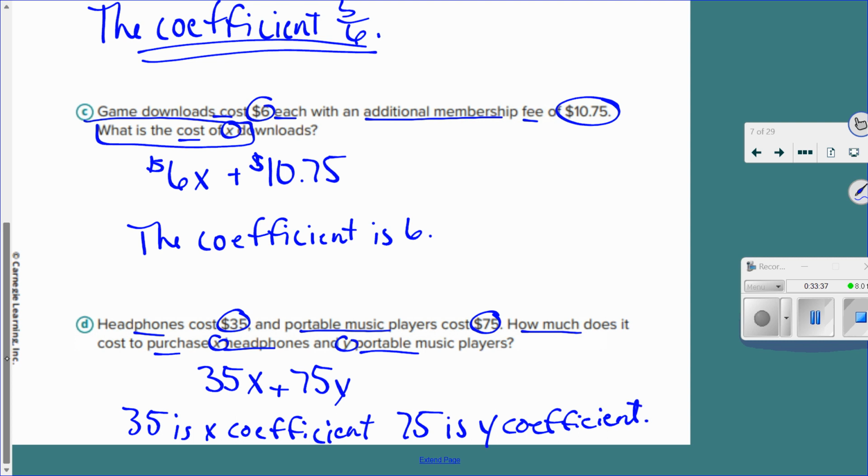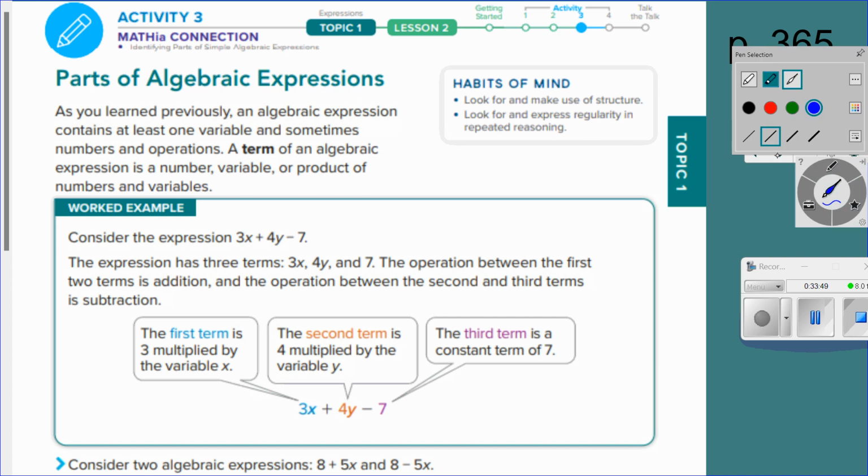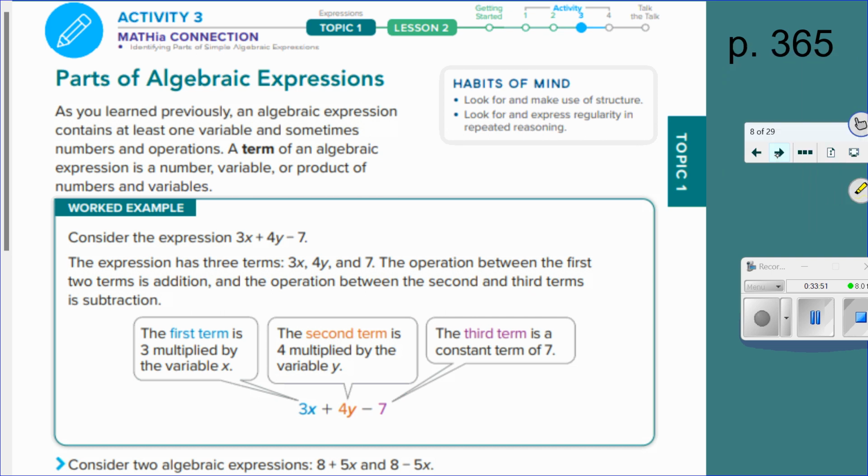Okay, unfortunately, due to time, we have to do this last part together. Oh, we only have 5 minutes left. Okay, we do have another definition. This is a really important one, guys, because we're going to use this a lot. And it is the definition of term. A term of an algebraic expression is a number, variable, or product of numbers and variables.